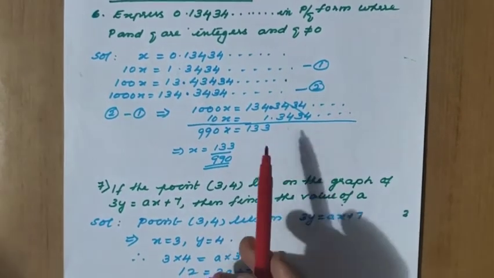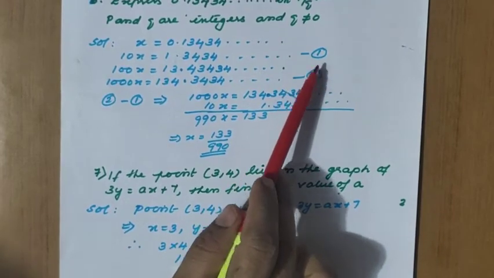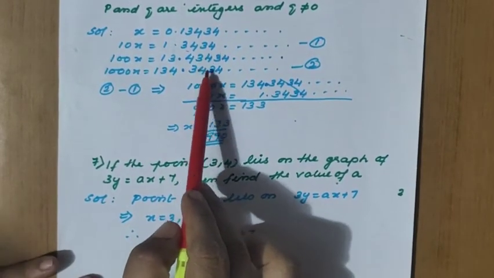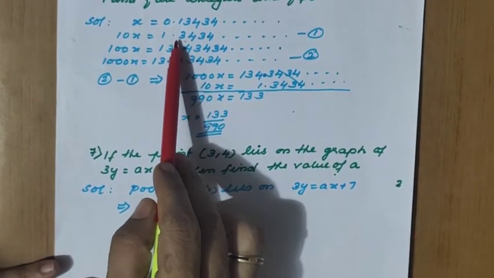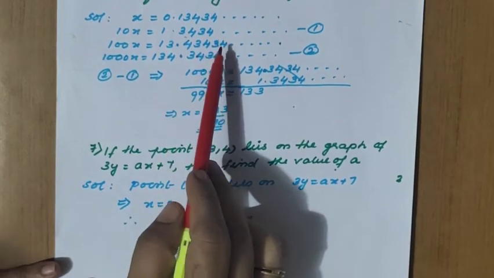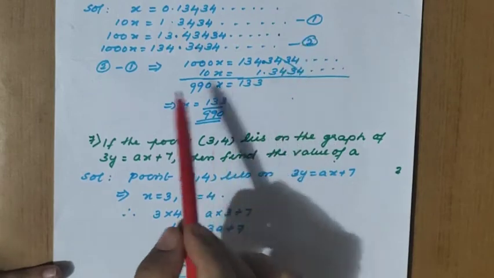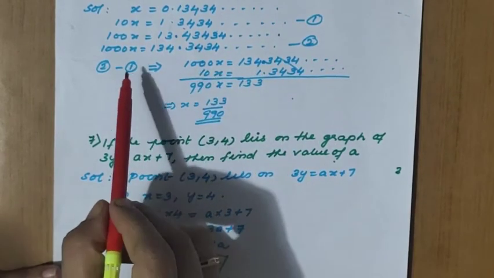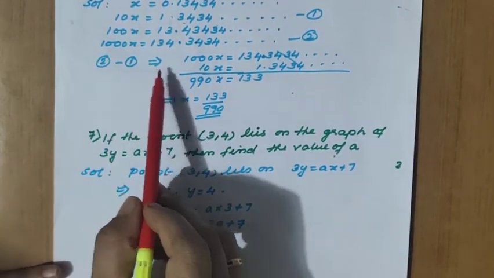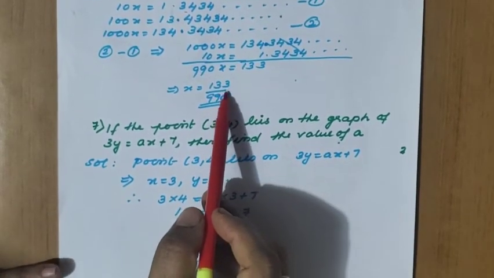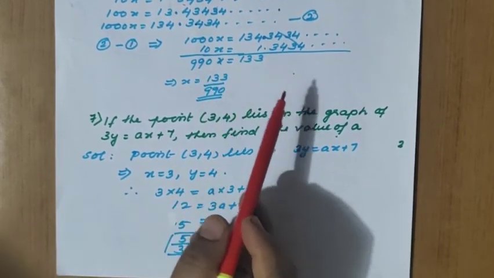100x, 1000x we are doing. Now we are putting the equations where the decimal expansion is the same. See the equation numbers: after the decimal it is 3434, and in the second equation also 0.3434. So now what is the next step? Once you have identified the equations, we have to do the subtraction. 2 minus 1. So the answer is 990x equal to 133.